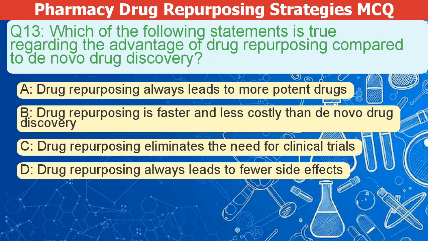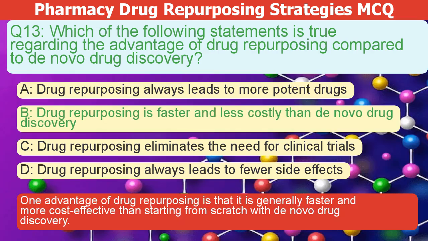Which of the following statements is true regarding the advantage of drug repurposing compared to de novo drug discovery? A. Drug repurposing always leads to more potent drugs. B. Drug repurposing is faster and less costly than de novo drug discovery. C. Drug repurposing eliminates the need for clinical trials. D. Drug repurposing always leads to fewer side effects. The correct answer is B.